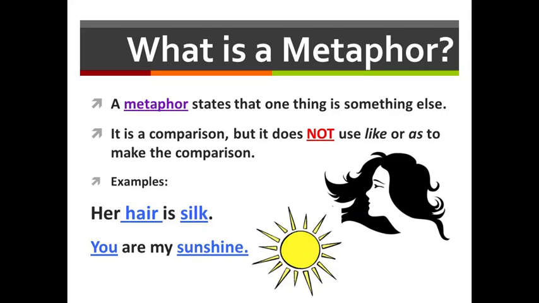For example, her hair is silk. You are my sunshine. That means as silk is very fine and very smooth, like that the hair is also smooth and silky. Like sunshine brings hope and joy to anybody's life, when we are happy with someone, we refer to him or her as sunshine. So the hair is silk, and you are my sunshine, meaning shining like sunshine.